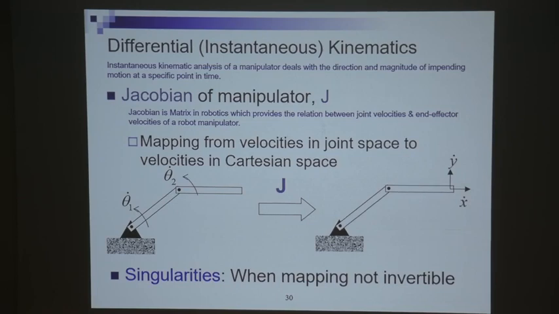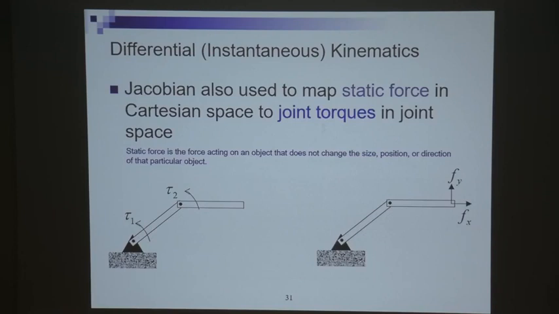The Jacobian will also be used to map the static force. We mentioned statics just now, the equilibrium situation. Static force means you have a point at equilibrium. At equilibrium, the static force is the force acting on an object that does not change the size, position, or direction of that object. This is the static force.